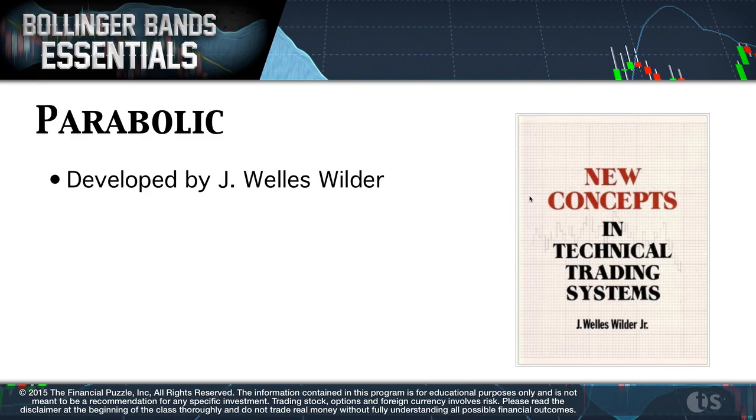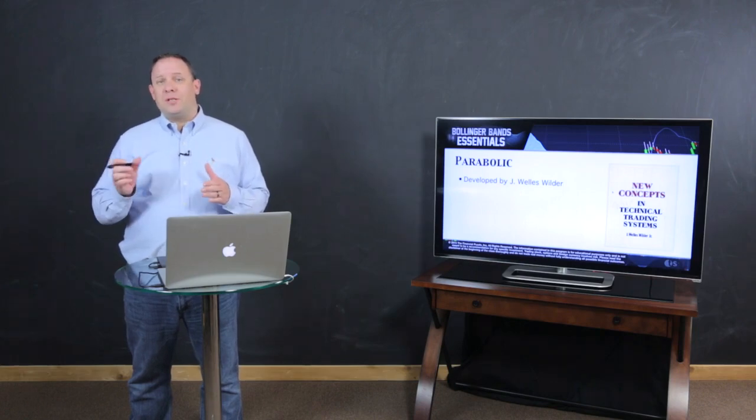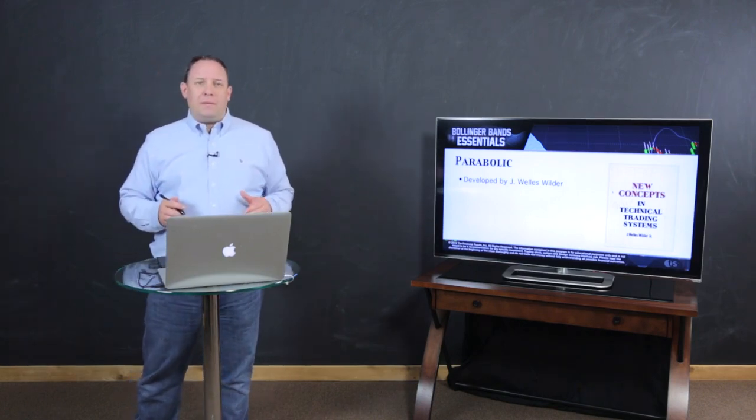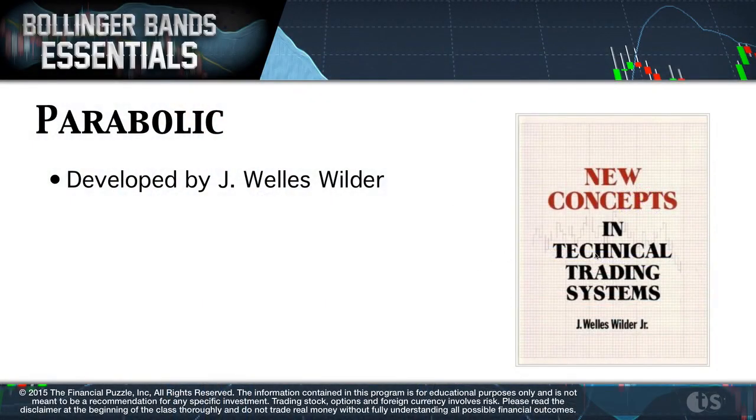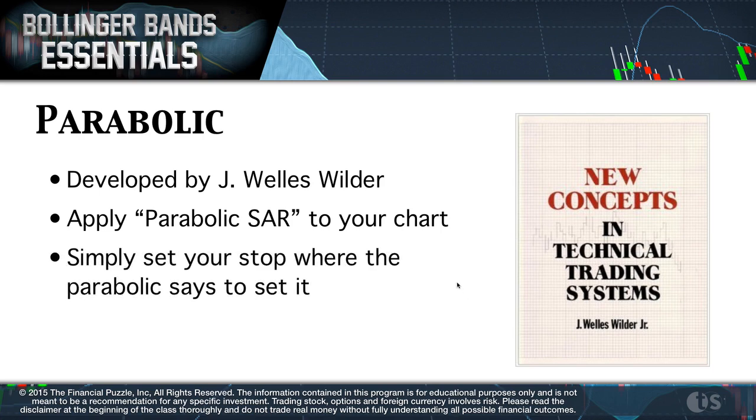For those of you who may not be familiar with the parabolic stop system, parabolic SAR, S-A-R, stands for stop and reverse. It's an acronym. It was created by a guy named J. Wells Wilder, and this was his book that he wrote in the 1970s, where he revealed his research for the parabolic. What you need to do is really simple. I'm not going to go through the details of how you calculate a parabolic. Here's what you need to understand. You simply apply the parabolic SAR to your chart, and then wherever it tells you to set your stop, that's where you set your stop. You don't need a buffer. You don't need any additional components. You just simply say, here's the parabolic. That's where the dot says to set my stop. I'm going to set my stop there.